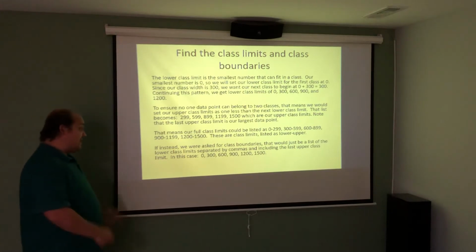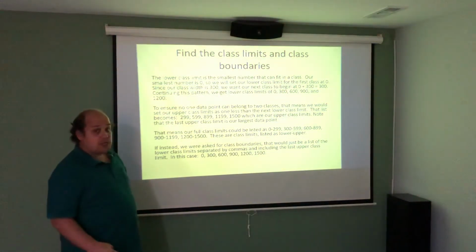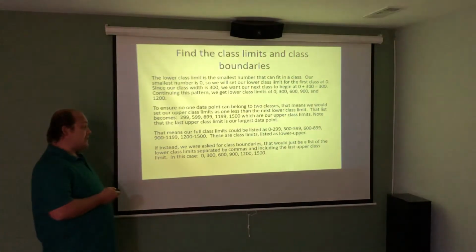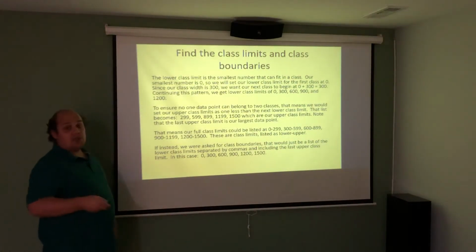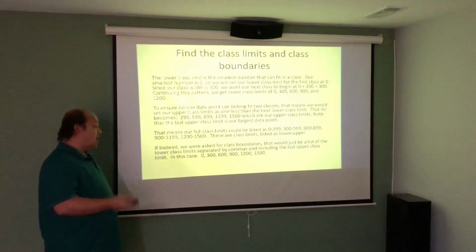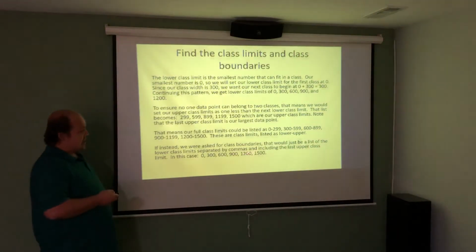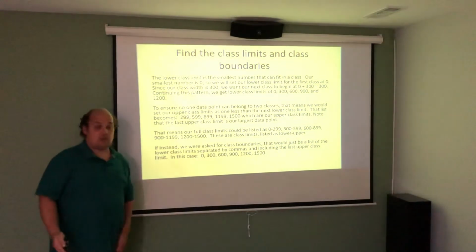So if instead we were asked for class boundaries, which happens in the homework, you would just list the lower class limits separated by commas and include the last upper class limit. In this case, I would list 0, 300, 600, 900, 1200, 1500. So again, these 5 are all the lower class limits I found, and then as the last class boundary, I want to include that 1500.